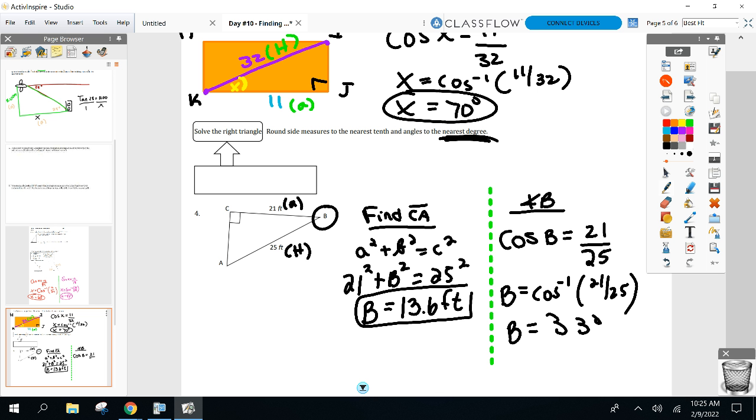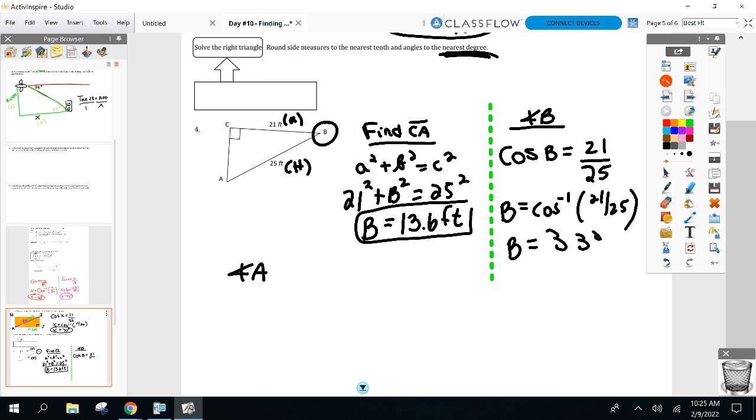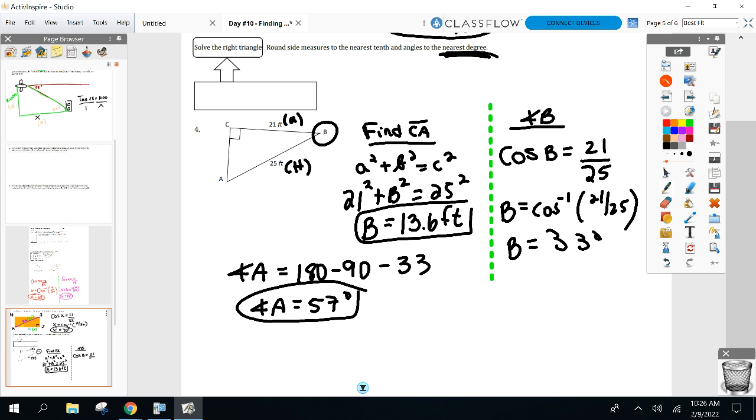Work smarter, not harder, as we find the final angle, angle A. What do I mean by that? No need to do sine, cosine, tangent. You have 2 angles in a triangle. How can I find the third without using a ratio? 180 minus the 90 minus the 33 we just found. Angle A, 57 degrees. And I should have done this at the beginning.